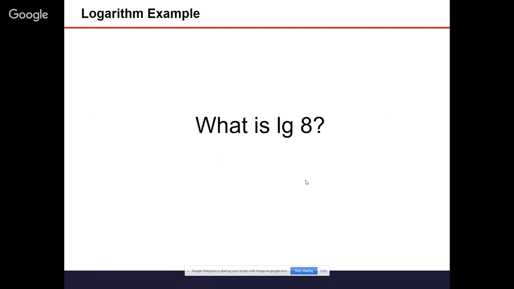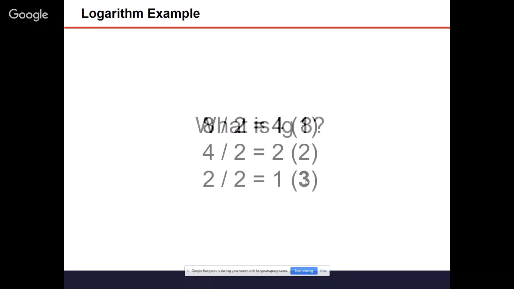So back to logarithms. What is log 8? Anyone? Number of times you have to divide 8 by 2 to get to 1. Yeah, the number of times you have to divide 8 by 2 to get to 1. So 8 divided by 2 equals 4. 4 divided by 2 equals 2. 2 divided by 2 equals 1. So log 8 is 3.